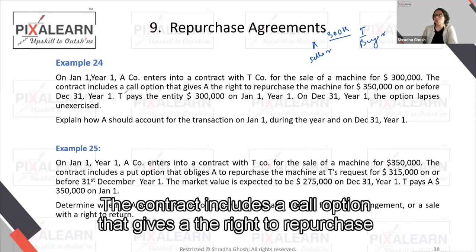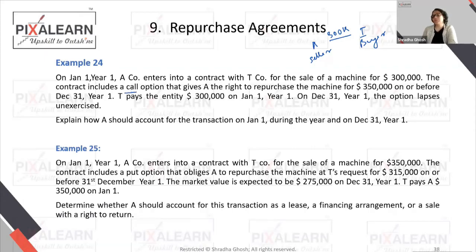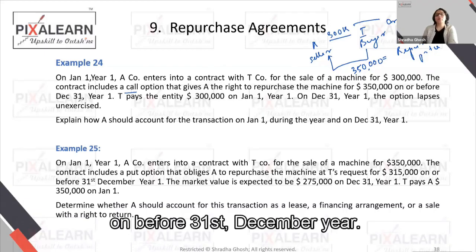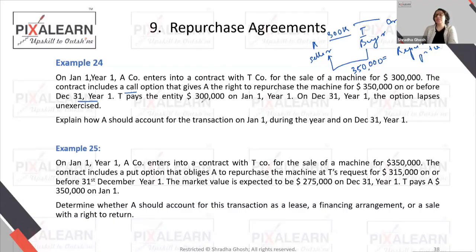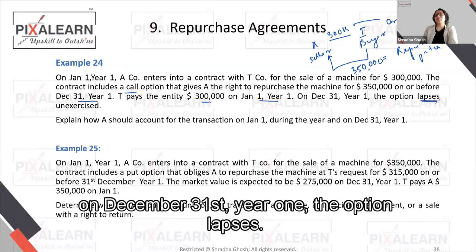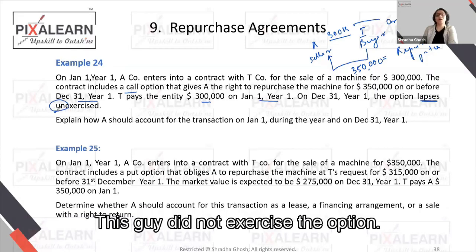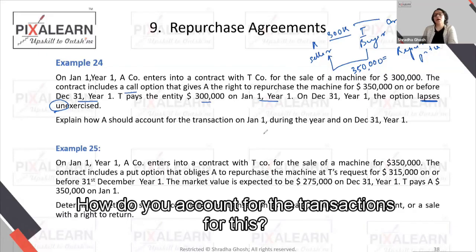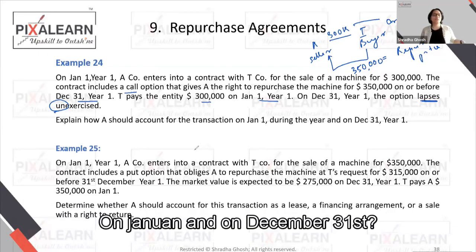The contract includes a call option that gives A the right to repurchase the machine for $350,000. So this is the original selling price, and this is the repurchase price. T pays the entity $300,000 on Jan 1, year 1. On December 31st, year 1, the option lapses unexercised. This guy did not exercise the option. How would you account for the transactions on Jan 1 and on December 31st?